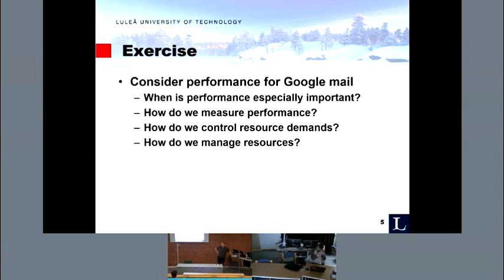Control resource demands. Well, one way that they are actually doing it is by limiting the size of storage, right? I have 15 gigabytes. I don't know if that's typical, and I'm using 14 at the moment, I think. So for non-paying customers, they limit how many mails you can store. That's assuming it's stored in some form of database, right? So that is a way of controlling resource demands. You don't have more storage than that. And now I'm just talking storage amounts.